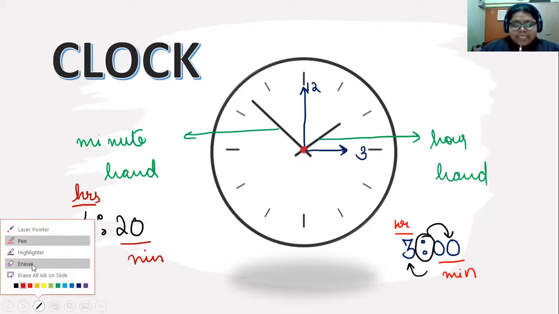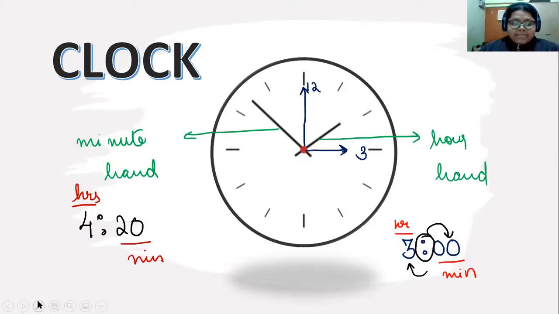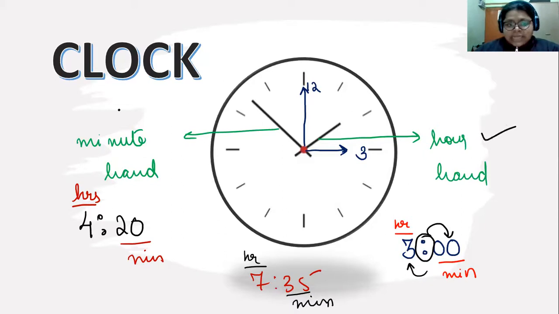If it is, let's see some other time here. So if we have time that is 7:35, 7 is the hour and 35 is the minute. Understood? I hope this is very clear. The short hand is the hour hand and the long hand is the minute hand. And we first write the hour, then we put a colon, and then we write the minutes. This is a basic thing.